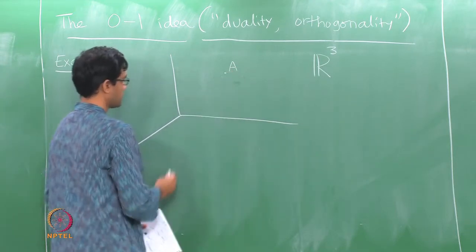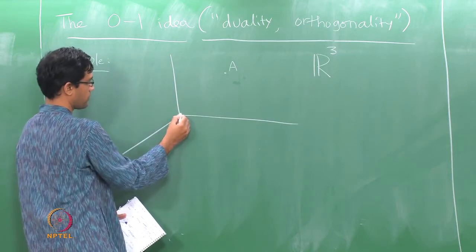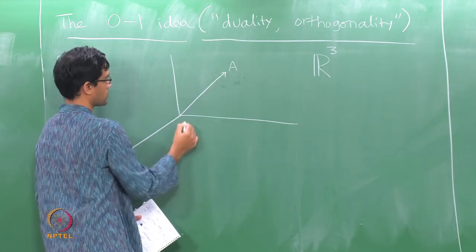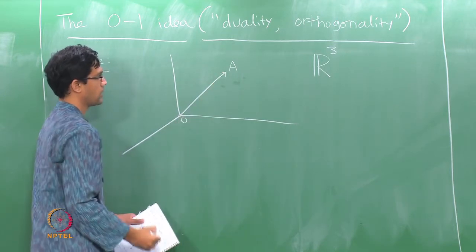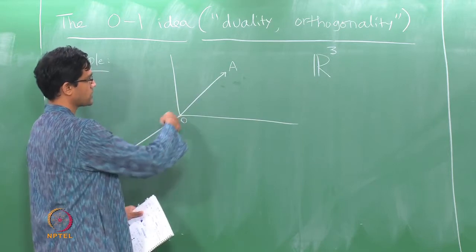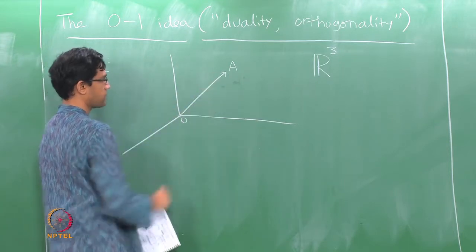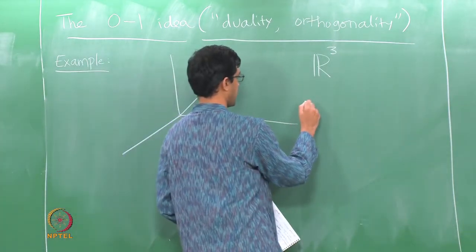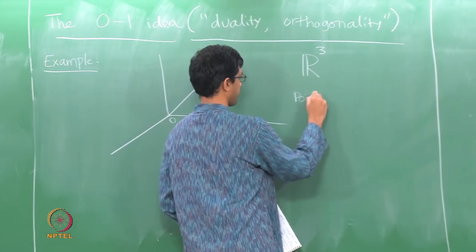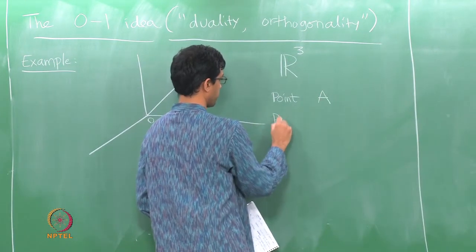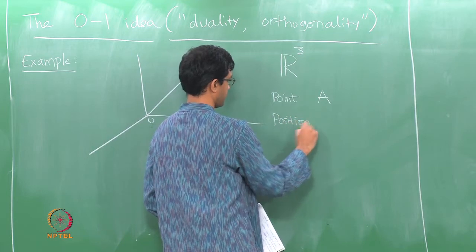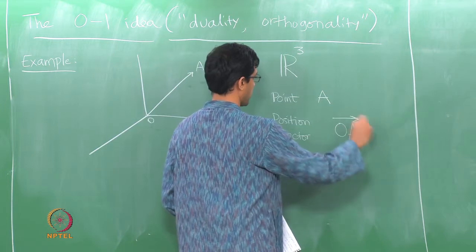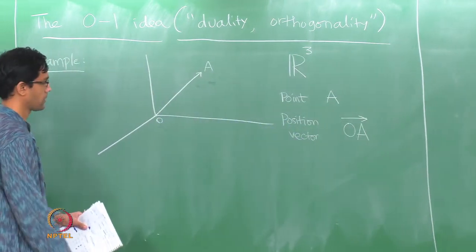So I have a point and the position vector of that point. By the position vector I just mean, I join the origin to that point. Let us call the origin O, and the position vector of the point A is more or less this ray which points from the origin to the point A. So A is the point, and its position vector is usually denoted OA. It's the ray from the origin to that point.